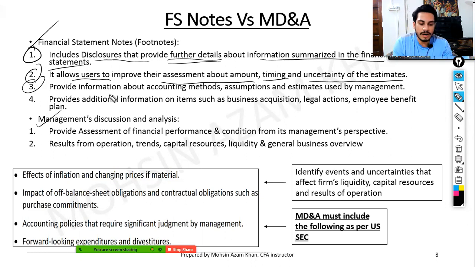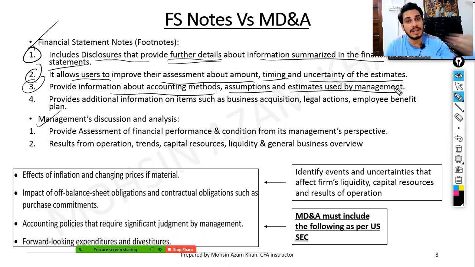Three, they provide information about accounting methods, assumptions, and estimates used by the management, such as the depreciation method, such as inventory methods LIFO, FIFO, such as taxation methods, and so there are many other policies and methods. For now, just remember the examples I gave you, otherwise we'll be studying each and everything as we move on in financial reporting.